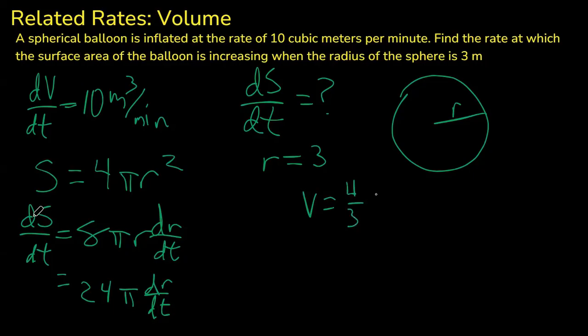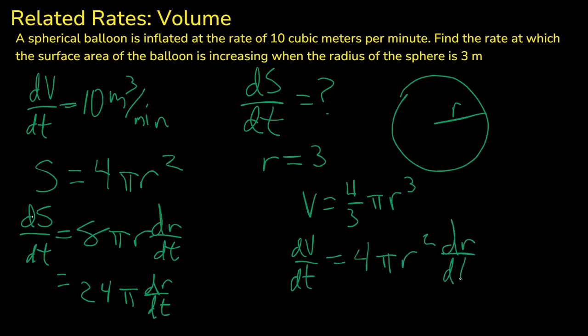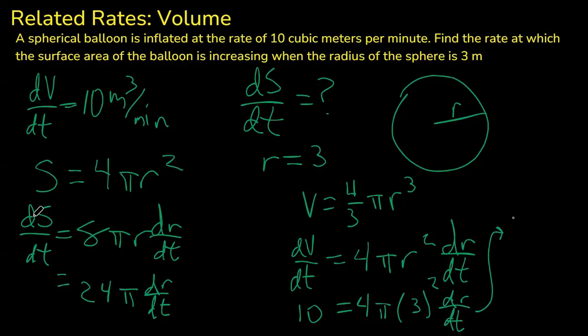The volume formula of the sphere is 4/3 pi r cubed. And dV/dt is going to be 4 pi r squared dr/dt. And thankfully, we know the rate of change of the volume and we know the radius. So we know this is going to be 10 equals 4 pi times 3 squared dr/dt. And then we can solve this for dr/dt. We'd have 10 over 36 pi. So we can substitute that in here.